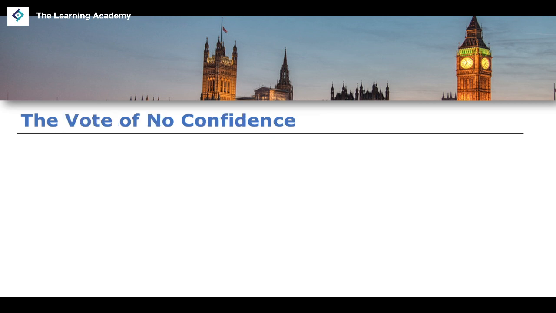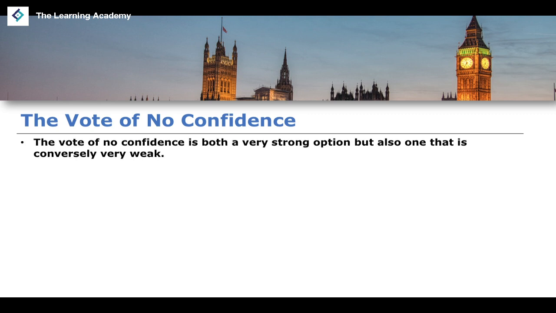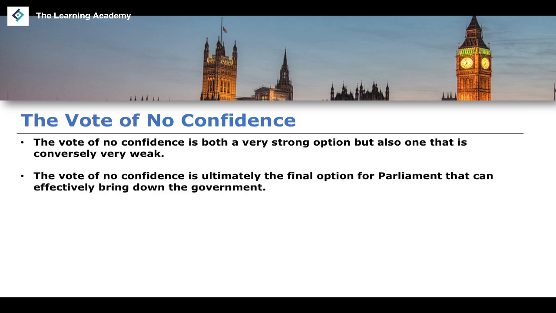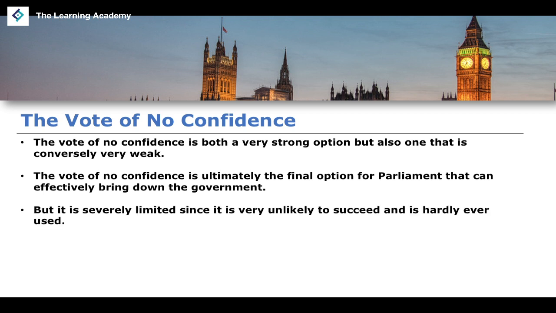The final thing I want to talk about is the vote of no confidence. Now, the vote of no confidence, again, is both a very strong option, but is also conversely a very weak option at the same time. It's quite a dichotomy in this regard, because on the one hand, the no confidence vote is ultimately the final option. It's ultimately the nuclear option for Parliament to enact, because it will effectively bring down the government if successful, and that's obviously the most ultimate check that you can have on the government.